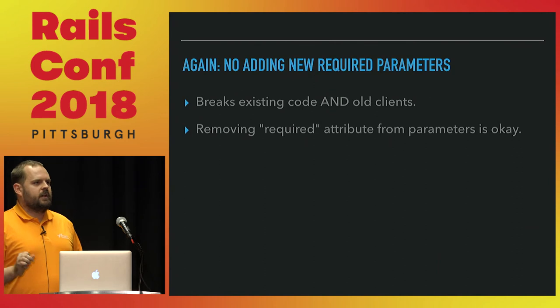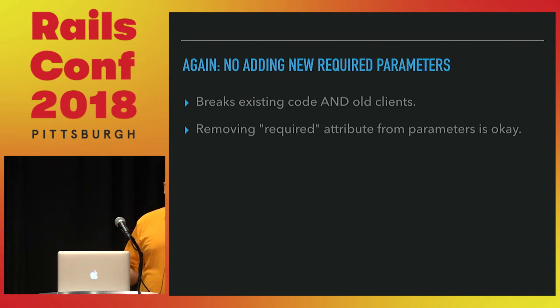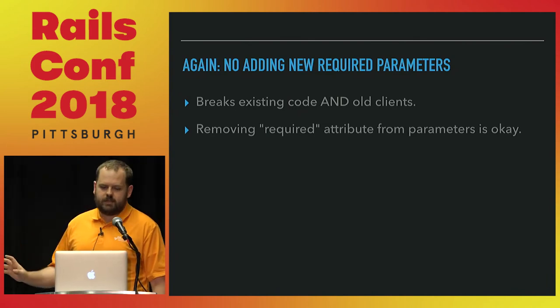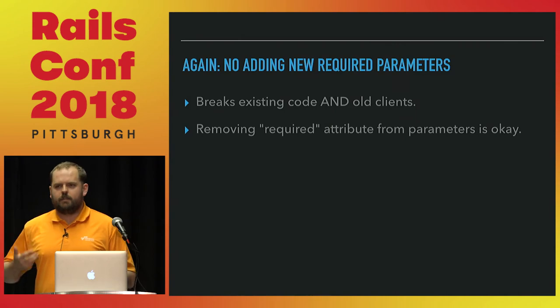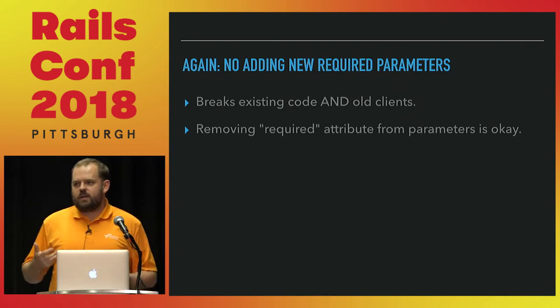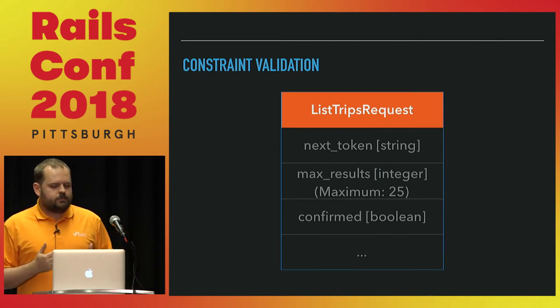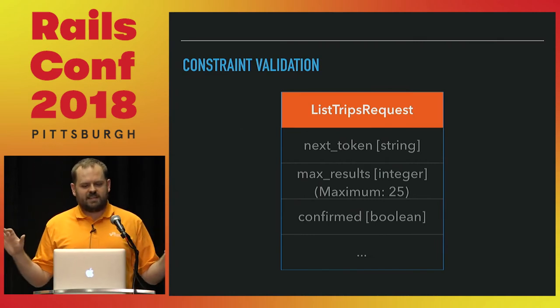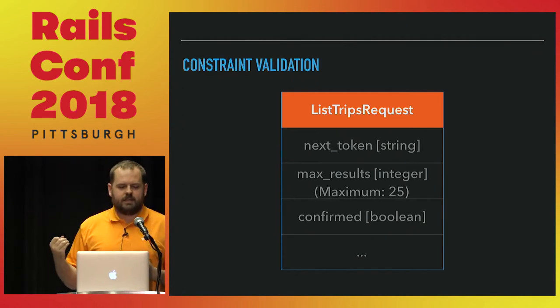But it's important to remember, if you have an existing required parameter and you want to make it optional, that's okay. It's not going to break anybody. And it's worth reviewing just because this theme is going to come up over and over again when we talk about constraints and validation. So constraints on both the server side and the client side are important. If you're writing APIs, you're probably writing clients.